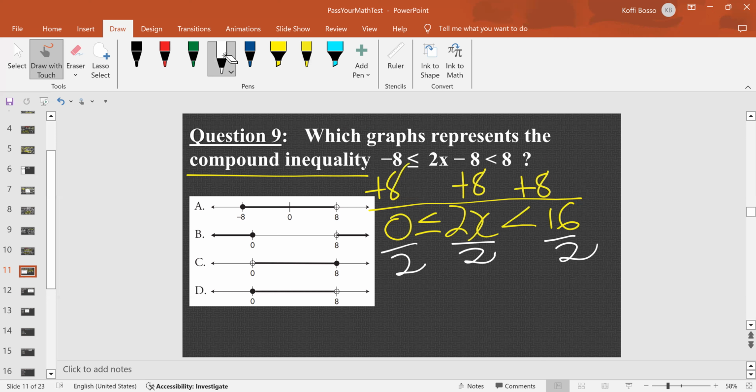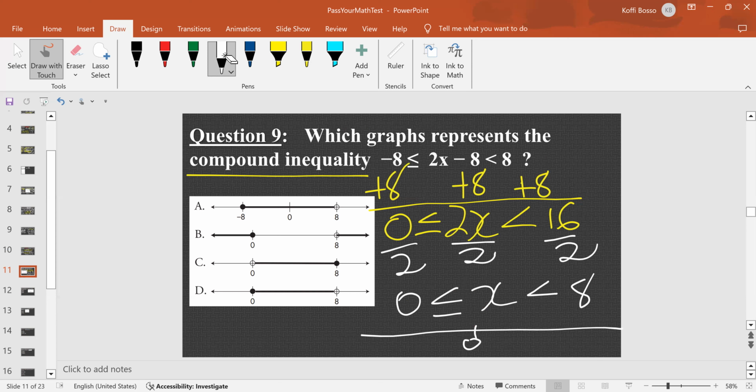So 0 divided by 2 is 0. So this is less than or equal to x, and it's less than 8. So this is telling you that x is between 0 and 8. If it's a number line, okay, you're going to have a 0 somewhere here. You're going to have an 8 somewhere here. So shaded for 0, but open for 8, and we are between this. We are between 0 and 8.